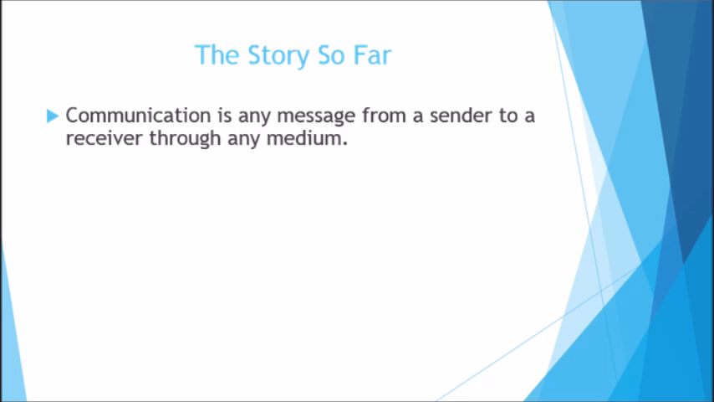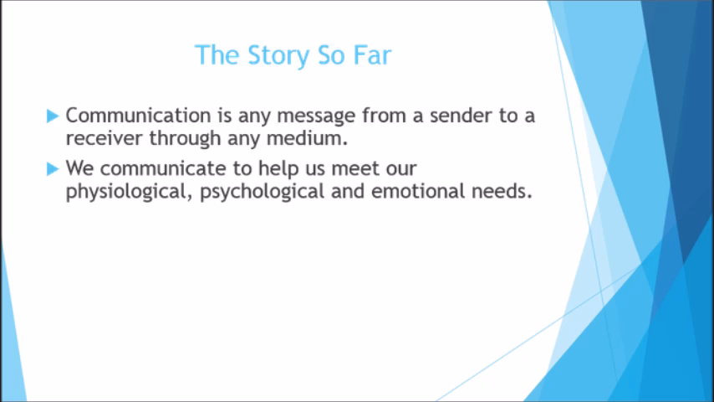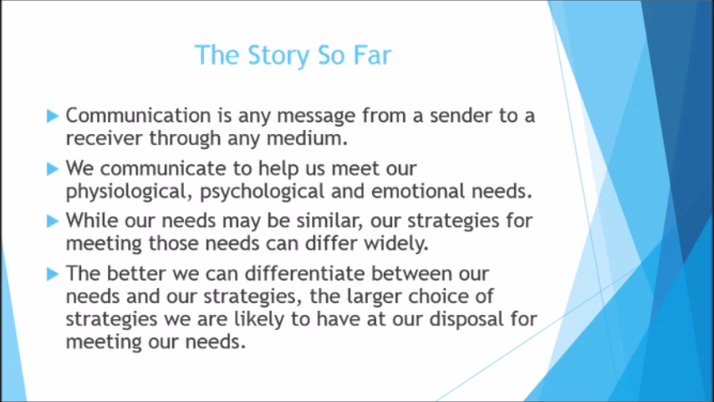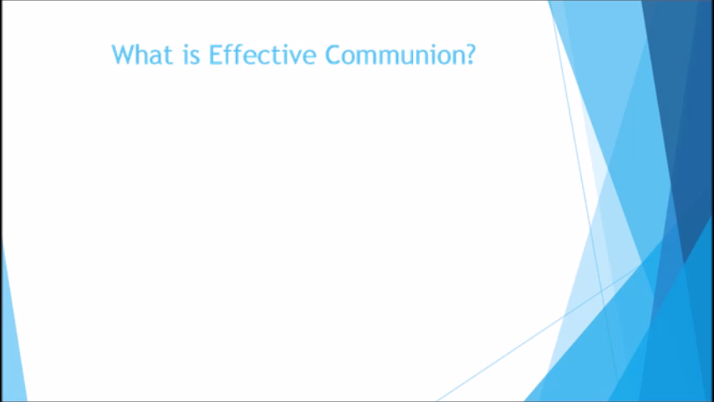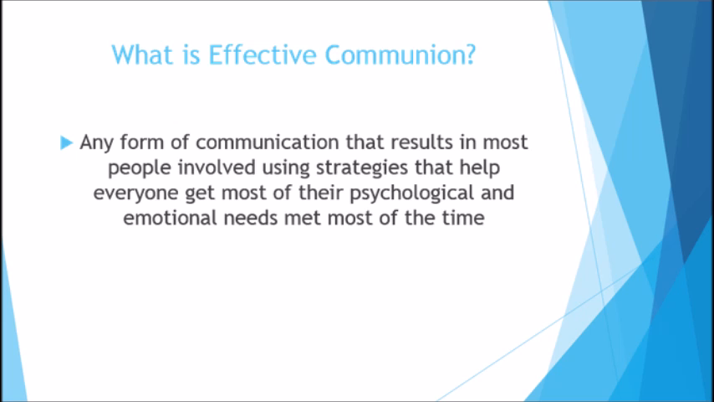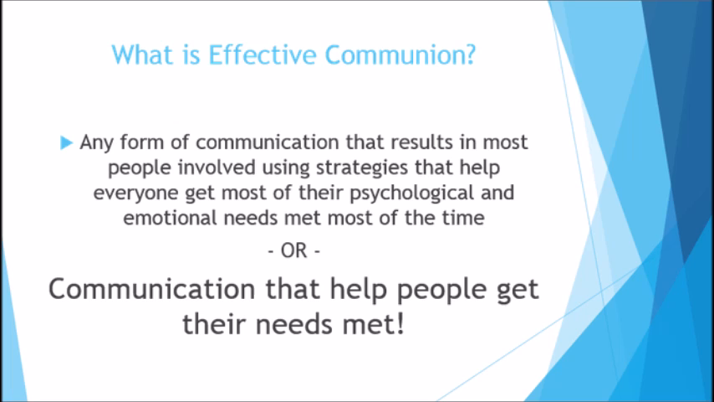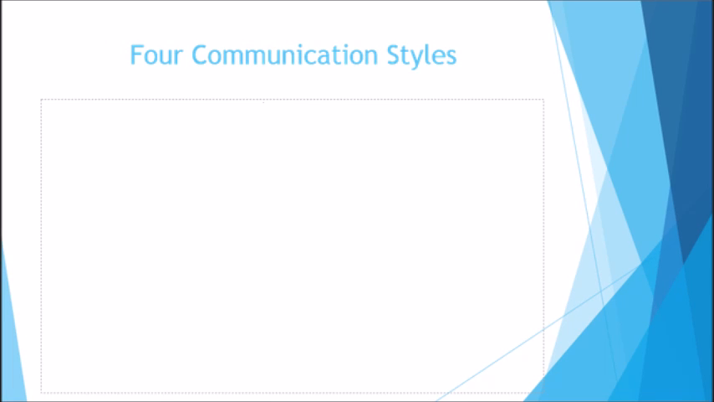Now that we know that communication is any message sent from a sender to a receiver through any medium, and why we communicate, which is to meet our psychological needs, as well as the difference between a need and a strategy for meeting our need, we're in a great position to define what effective communication is. If we wanted to get technical, we would define effective communication as any form of communication that results in most people involved using strategies that help everyone get most of their psychological and emotional needs met most of the time. Okay, that is a bit of a mouthful, so let's just say that effective communication is communication that helps people get their needs met. Now let's look at different styles of communication and how effective they are.